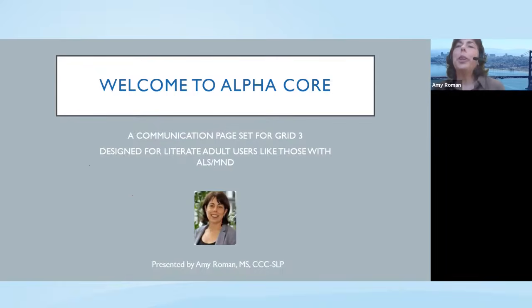Hi, and thanks for the introduction, Daisy. Today we are going to be exploring AlphaCore, a page set that I developed for Grid communication software, specifically for patients with ALS and other literate individuals, for example people who might have cerebral palsy, some people with a brainstem stroke, multiple systems atrophy. I'm going to be showing you some of the features today that I added to AlphaCore to make communication efficient for this population, and I also want to share with you some of my favorite communication strategies.